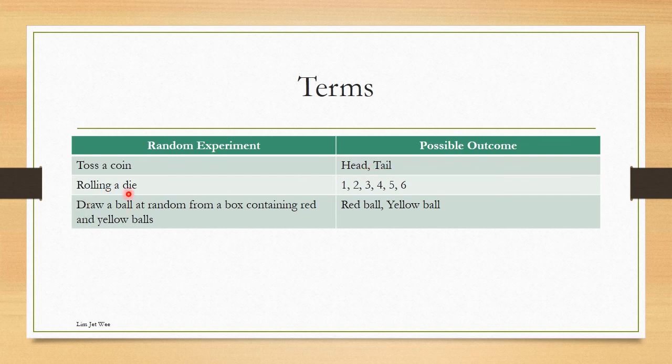But when I roll a die, it has 6 sides, so I can get the number 1, 2, 3, 4, 5, or 6. And if I draw a ball from a box containing a red ball and a yellow ball, then I could end up getting either a red ball or a yellow ball. So these are the possible outcomes, and the experiment is what you carry out. These are big words like possible outcome and random experiment, but they are not so difficult to understand.